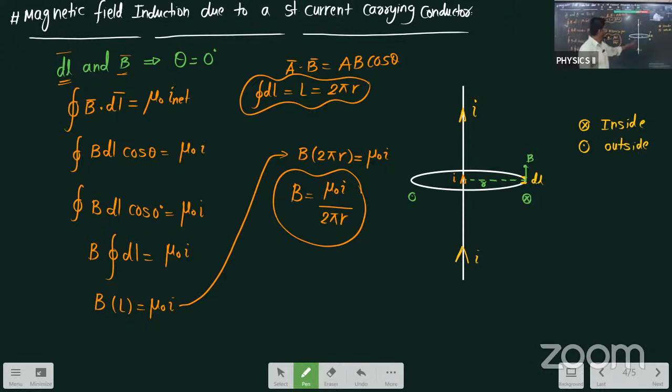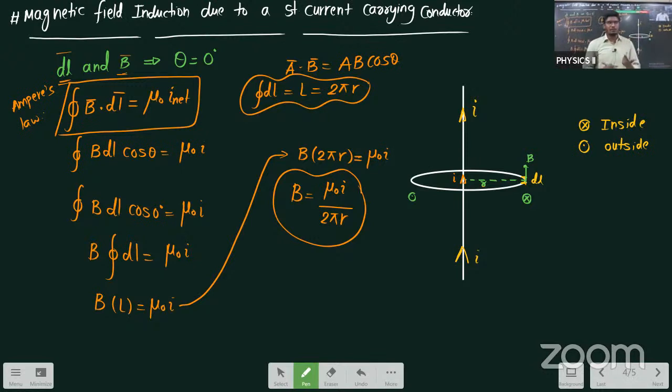So what we did, we considered a straight current carrying conductor and represented that the thumb represents the direction of electric current and the curling of the fingers represents the direction of magnetic field. Here the magnetic field is going inside and here the magnetic field is coming outside. We were supposed to determine the magnetic field induction at one particular distance r from that current carrying conductor. We solved this using Ampere's law. So we are done with Biot-Savart and Ampere's law.